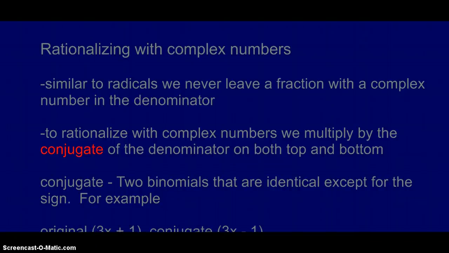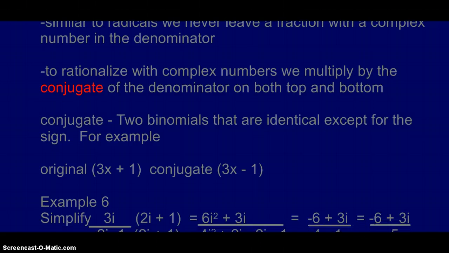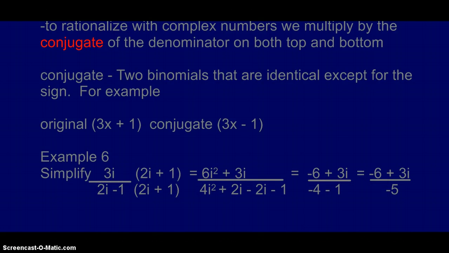And you see the word conjugate is in red because that's a new word for most of us. Conjugate refers to two binomials that are identical to one another except for their sign. For example, if our original binomial was 3x plus 1, its conjugate would be 3x minus 1. If you remember when we did multiplying, we talked about the difference of two squares, how if you multiply 3x plus 1 times 3x minus 1, you're going to end up with 9x squared minus 1 because that middle term is going to cancel out because they're exact opposites of each other.